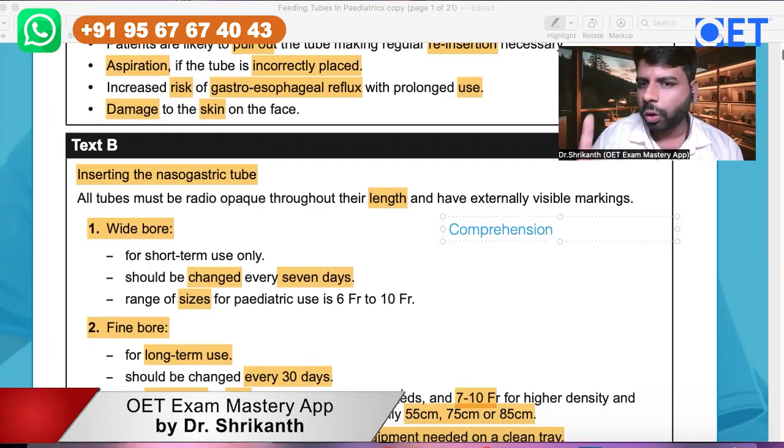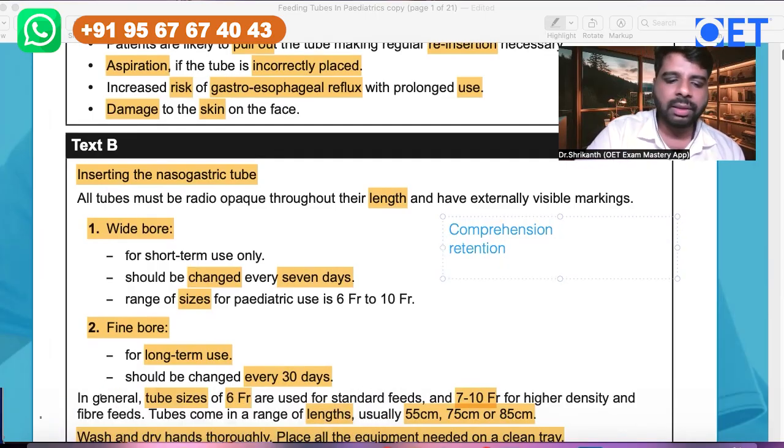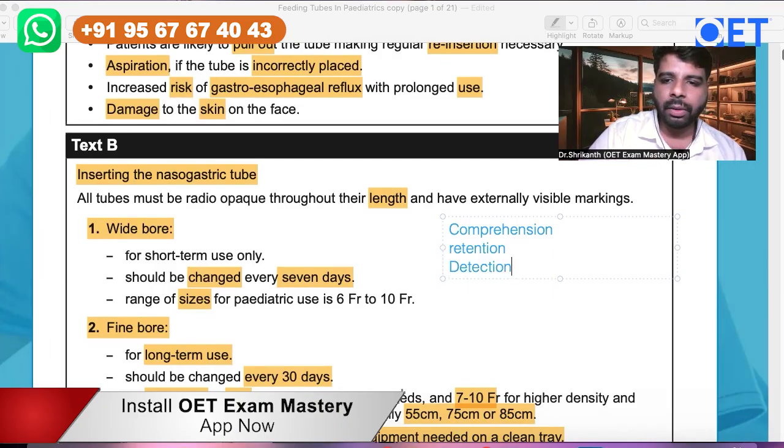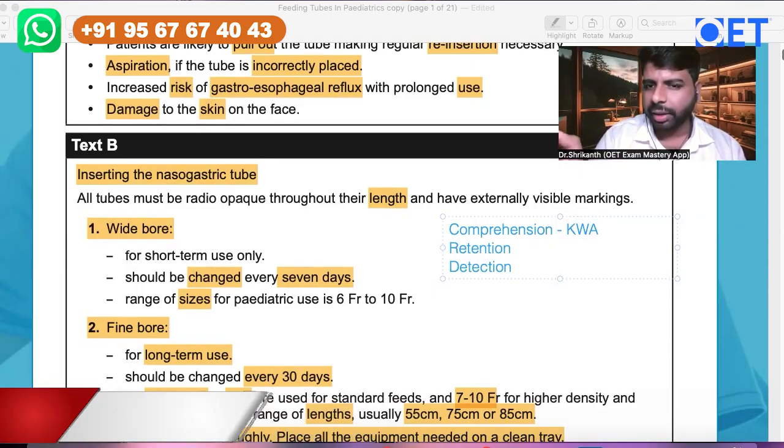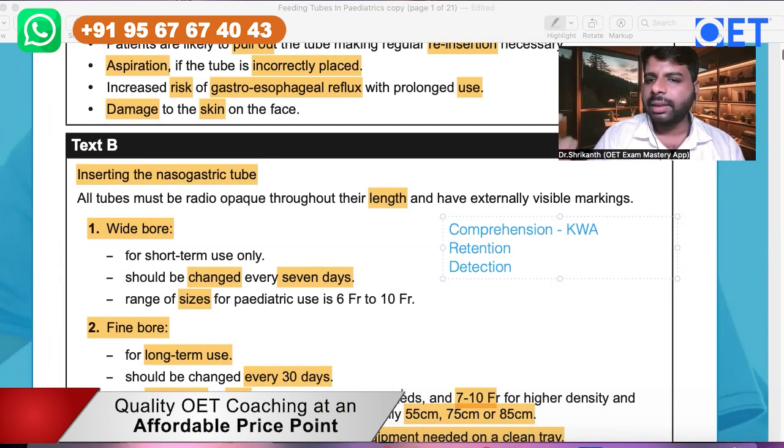Step number 1, comprehension. Step number 2, retention. Step number 3, detection. So what is comprehension? Comprehension is understanding the question. For understanding the question, you should do the keyword analysis, identify the keywords, underline the keywords, and so forth. And then you have to register everything to your memory. You must not forget what you understood.